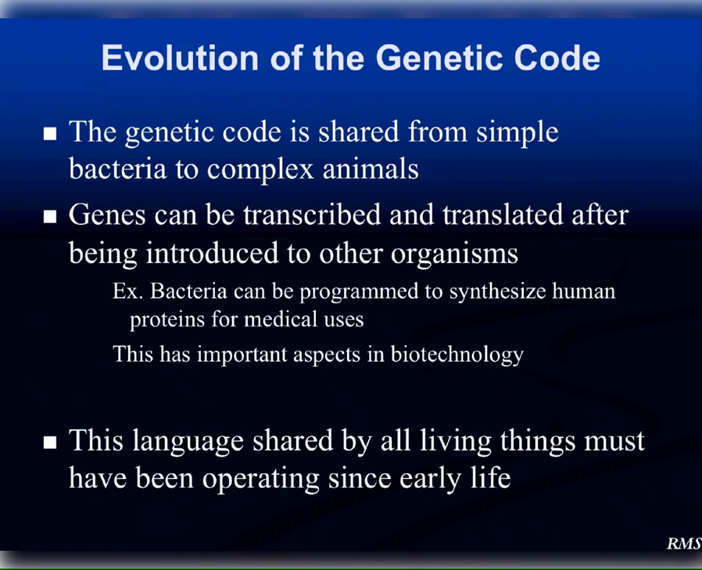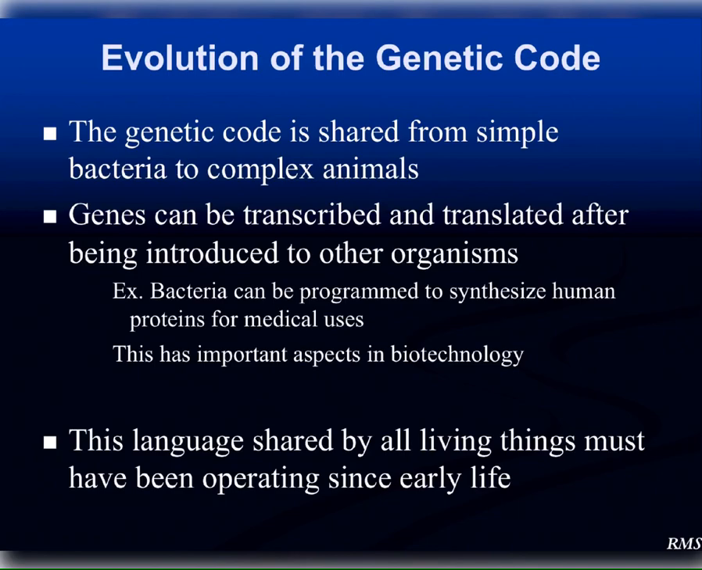The amazing thing about the genetic code is that it's shared between all living things that we know of anyway, from bacteria all the way up to the most complex plants and animals. If the genetic code is found in one organism, that genetic code can be transcribed and translated by another organism. So you can take any gene, insert it into another organism, and get them to do whatever it says. So we can program bacteria to make things like insulin for medical use. We have a lot of important biotechnology applications for this.